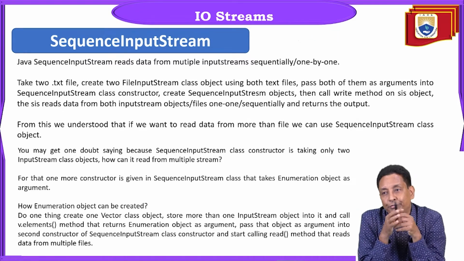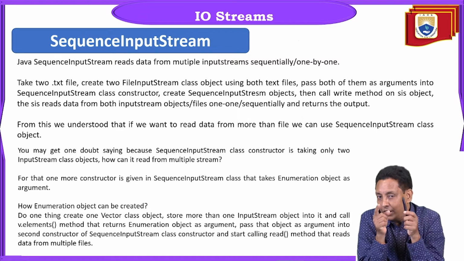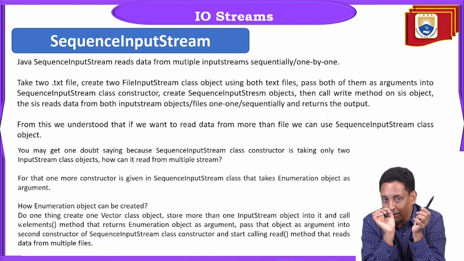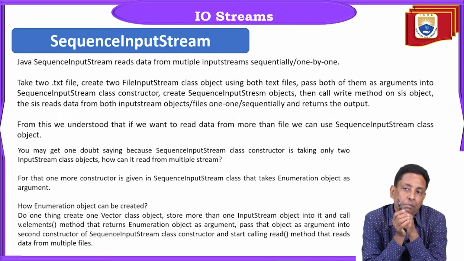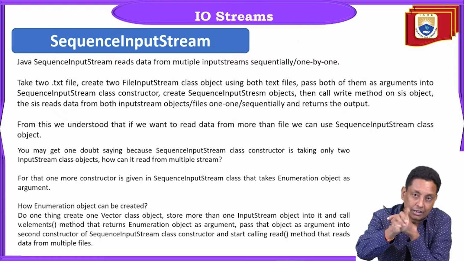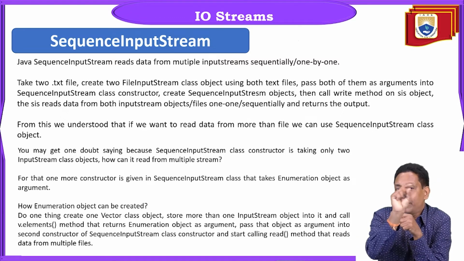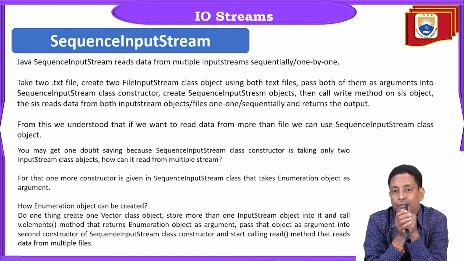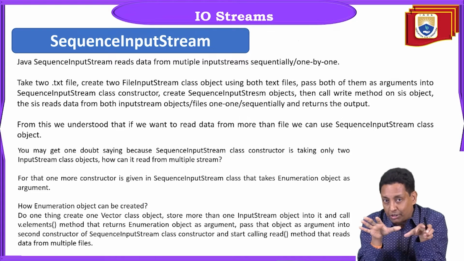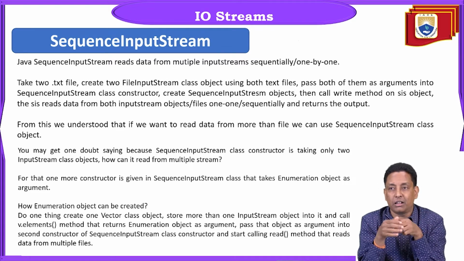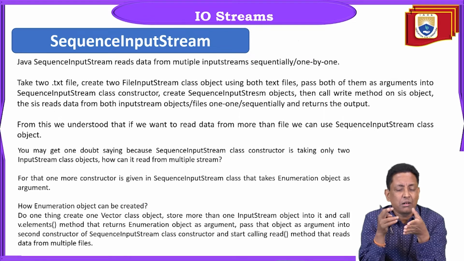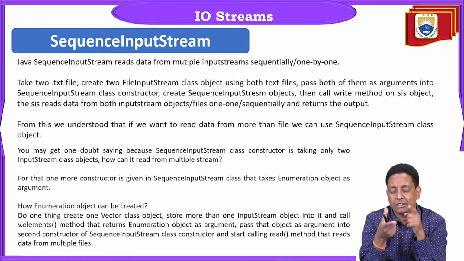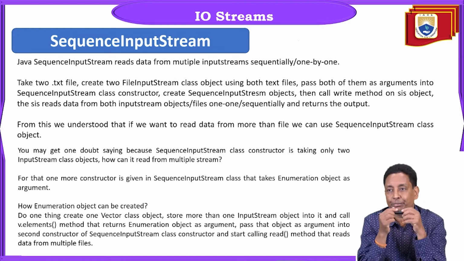Using a file input stream object, we can read data only from one file, and that too byte by byte. If you want to read data line by line, you create a file input stream object pointing to some file and give it to a data input stream. Through data input stream, you can read line by line if it is a textual file: HTML, CSS, JavaScript, Java programs, plain text, JSON, XML, CSV. These are all text files.